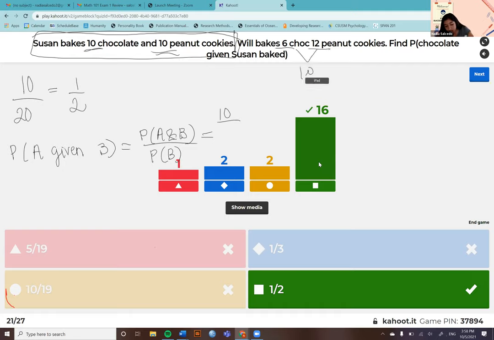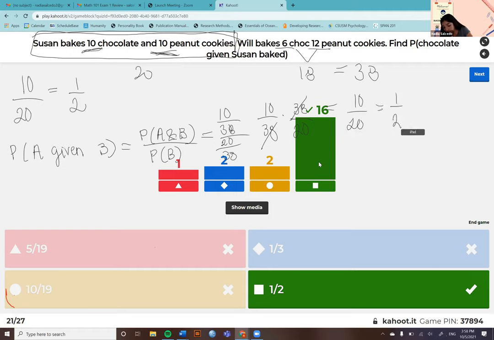6 and 12 is 18 plus 20. So there's 38 total cookies. This would be 10 out of 38. And the probability of B, the probability that Susan baked the cookies, she baked 20 cookies. This is supposed to be 20 cookies out of the total 38 cookies. So since we're dividing a fraction by a fraction, we can go ahead and multiply by the reciprocal. And these would cancel out, giving us again the 10 out of 20 or the 1/2.